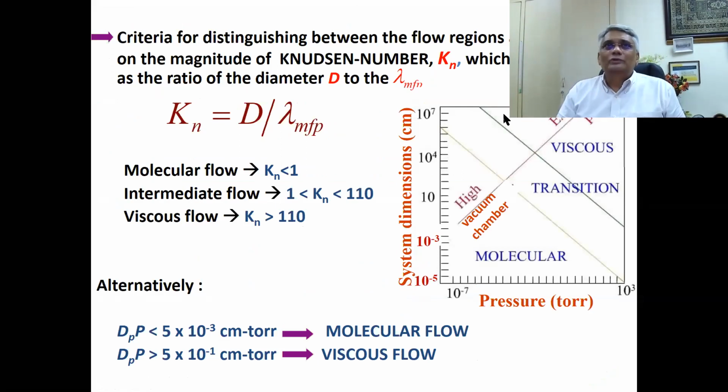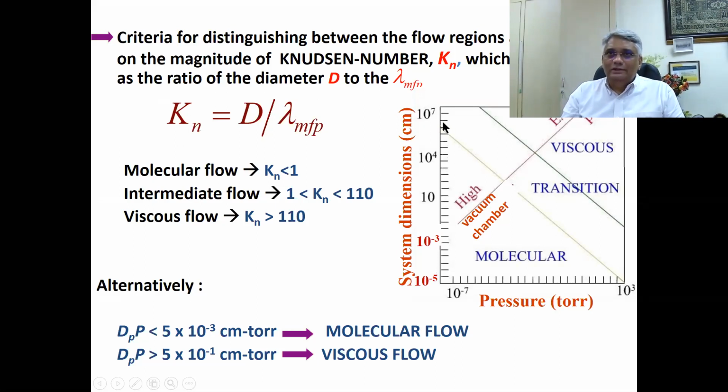There's an empirical way in which you can understand this. There are several criteria, but one of the criteria is to use this factor called the Knudsen number, okay, which is the ratio of the diameter of the chamber under study in which you're doing the deposition, or the dimension of the long tube that I've shown there, and the mean free path, right?